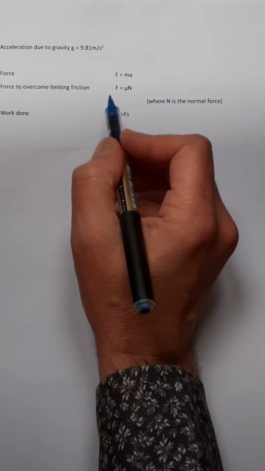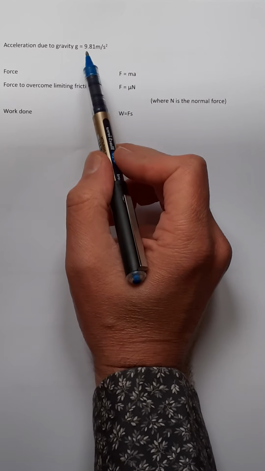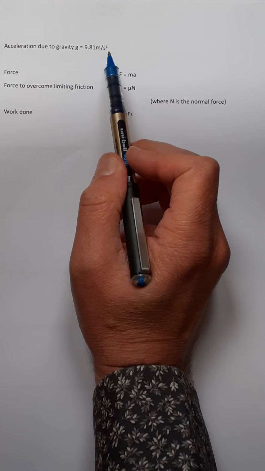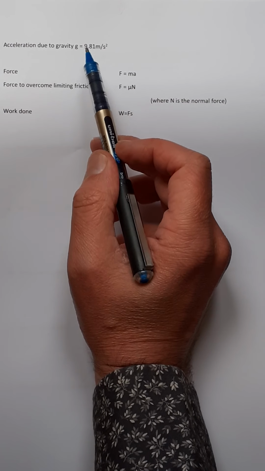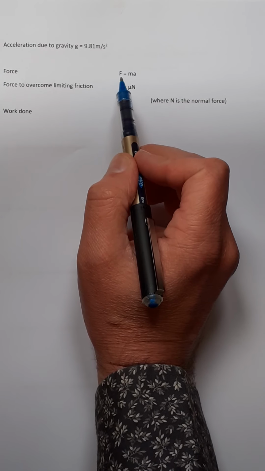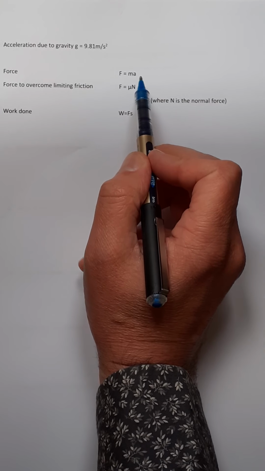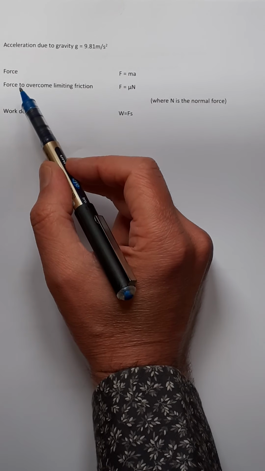So today we're going to be looking at some ideas about friction. I've got some relevant formulas from the formula sheet here. We've got acceleration due to gravity, which we saw last week and before that as well. Got a general formula for force: force equals mass times acceleration. This is the new one here.